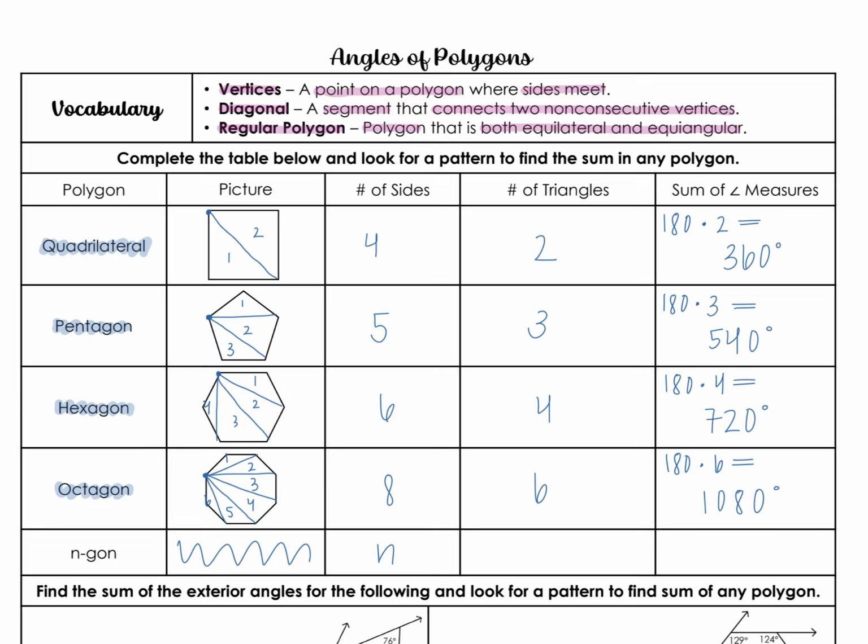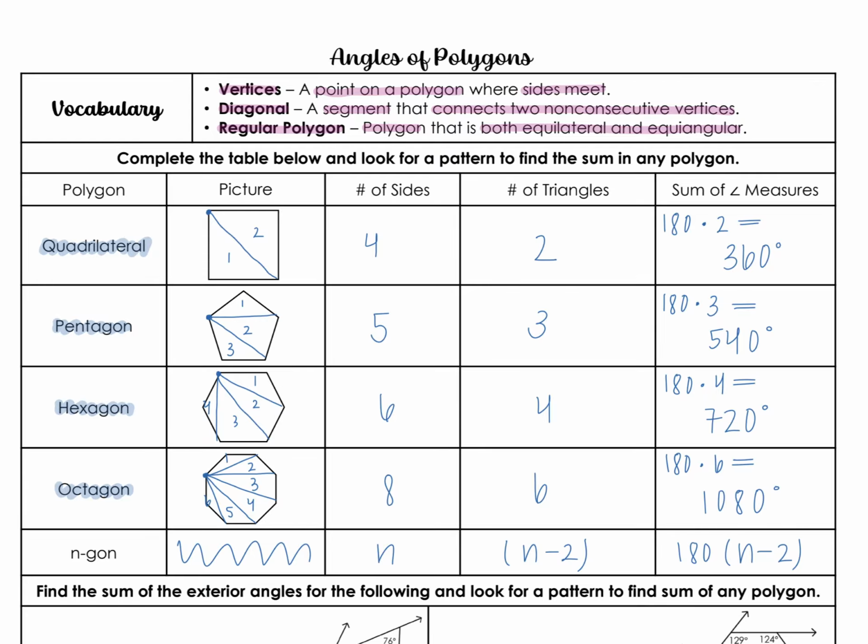Looking here, if we look up above, we can see that there's a pattern. We go from 4 sides to 2 triangles, 5 sides to 3 triangles, 6 sides, 4 triangles. I'm noticing that every single time here, I'm subtracting 2. So n minus 2 will tell me how many triangles I have. And so to find the sum, we would just multiply that by 180, and you get your answer.